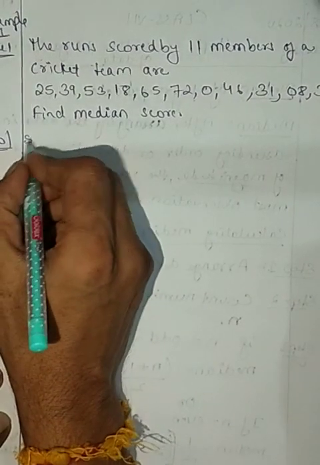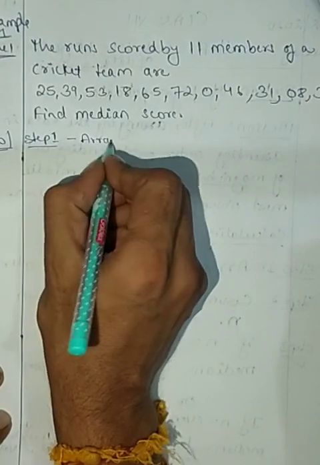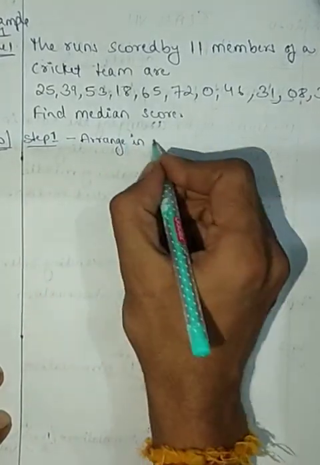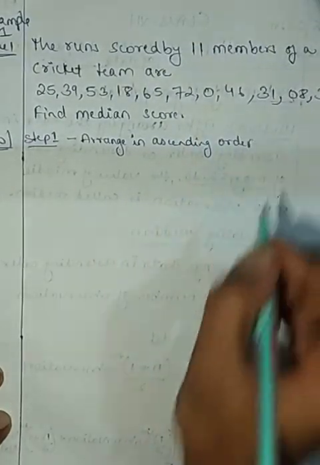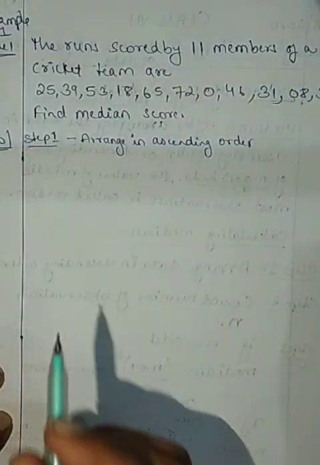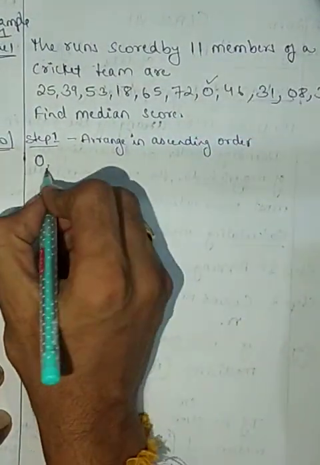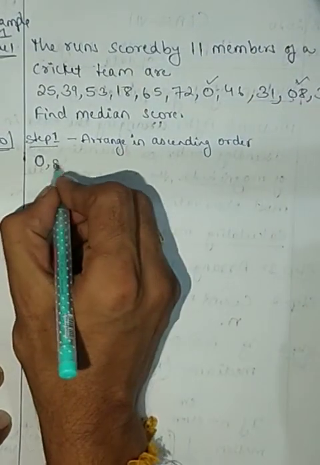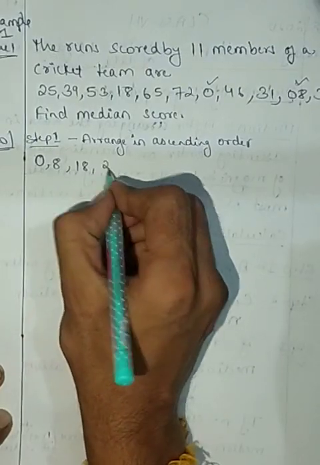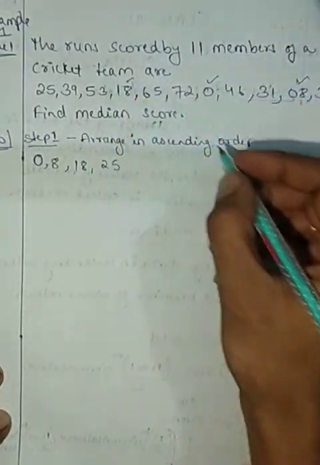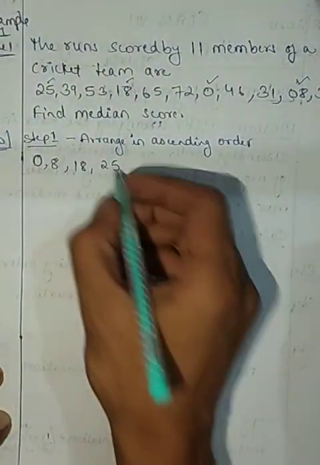First step, Step 1: arrange in ascending order. While arranging in ascending order, we have to start from the lowest score. Lowest is 0. Then 8. After that 18. Then 25. 18 we have taken, 25 we have taken, 8 we have taken. Then 31.